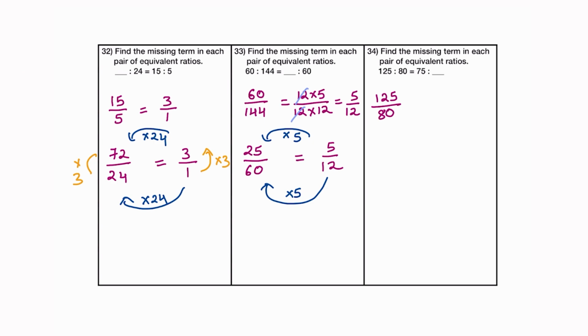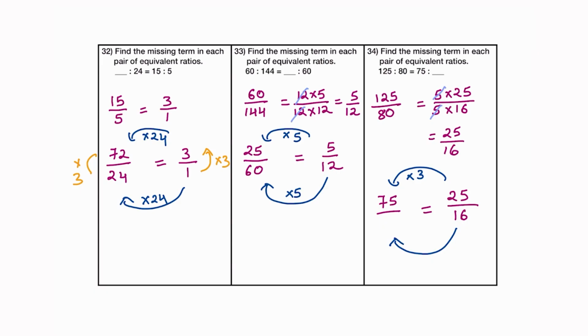125 over 80. So that's basically 5 times 25, and that's 5 times 16. I have to look for common factors to cancel them, right? So that 5 and 5 is out, which means this is 25 over 16. So now we say 75 over something equals 25 over 16. And how do we do this? 25 times 3 is 75. So this also we multiply by 3. 16 times 3 is 48.